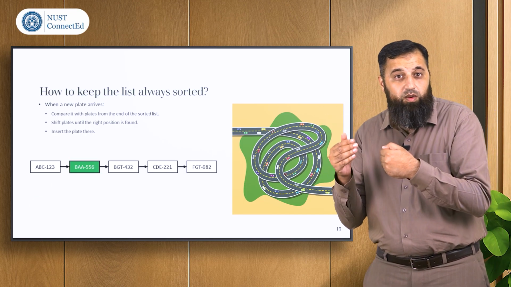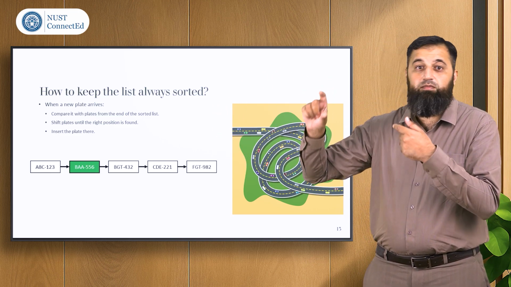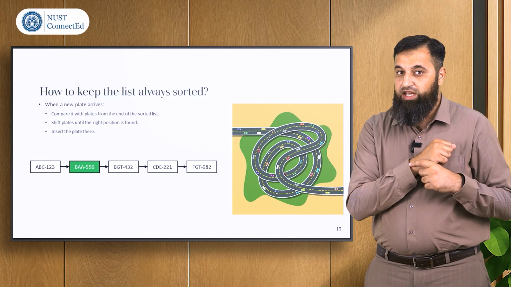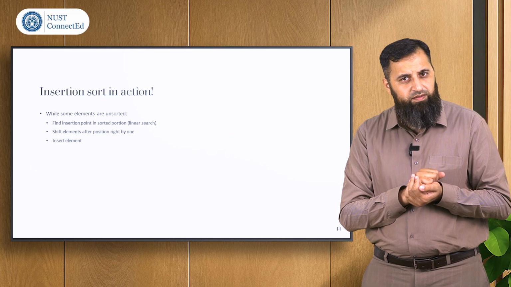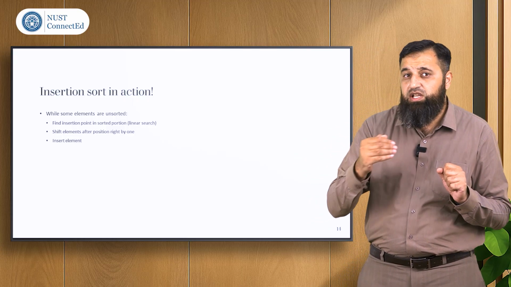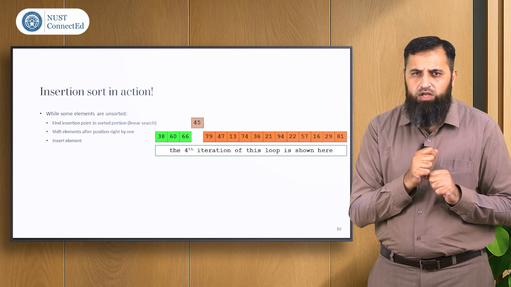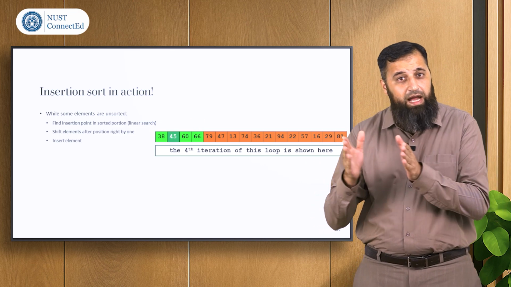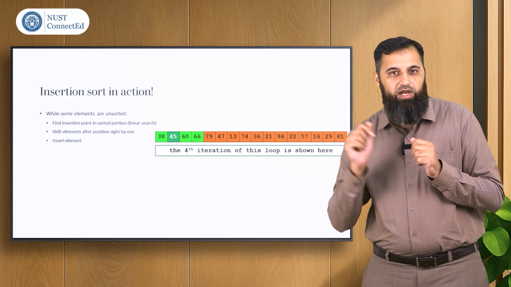Now the updated list will have ABC 123 at the first, then BAA 556, then BGT 432, then CDE 221, and then FGT 982. And just like that, the list is still sorted. This is insertion sort in action. While there are still unsorted elements, find the insertion point in the sorted portion, usually with a linear search. Shift all the elements after that position one place to the right. Then insert the new element.